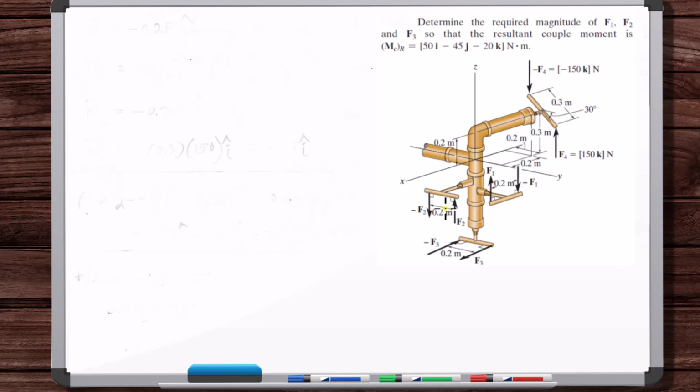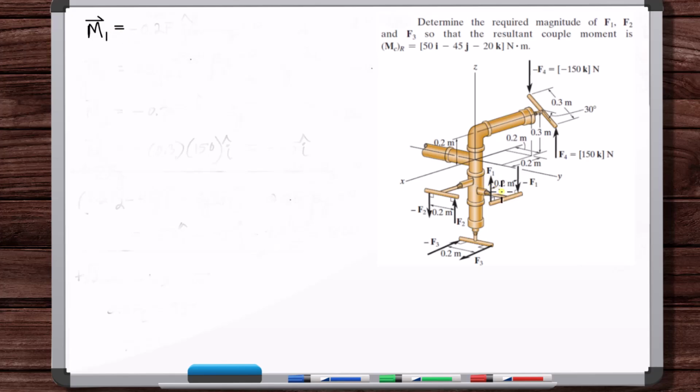What we want to do is take all of these couple moments, represent them as vectors, and since they're free vectors, just sum them all together. The net resultant couple moment is like the net couple effect on this entire rigid body. So if we sum all of these couple moments as vectors, we want to get this net resultant vector. Let's start with this. What is the couple moment vector from the force F1?